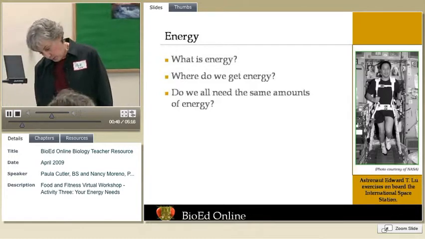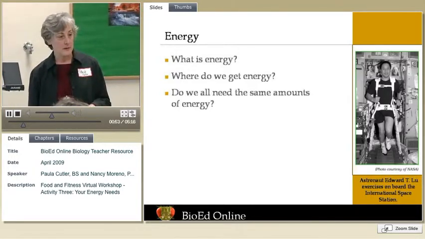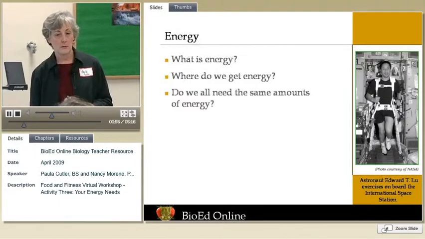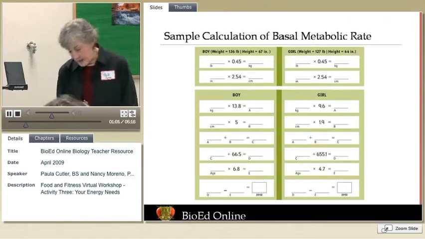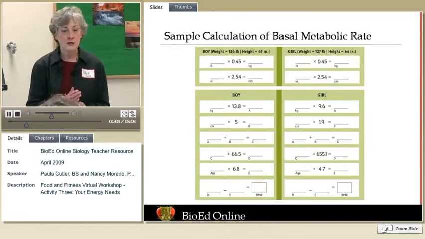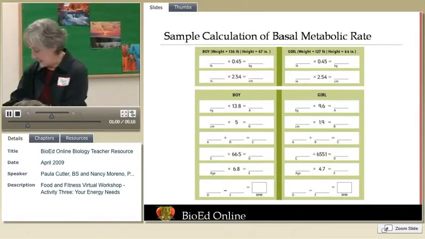All right. Well, what happens to the food we eat, by the way? Some is absorbed, some is wasted. Okay. And we use that food for our energy source. Okay. So what we're going to do now is look at your energy needs. And basically we're going to look at the sheet that looks like this.